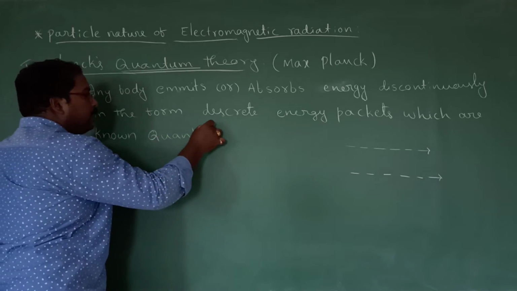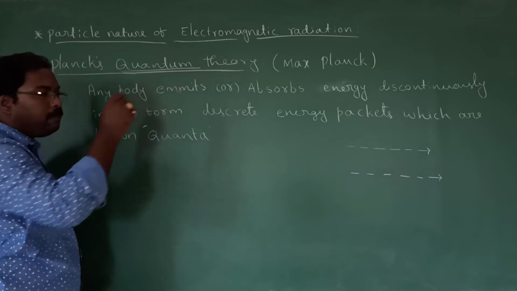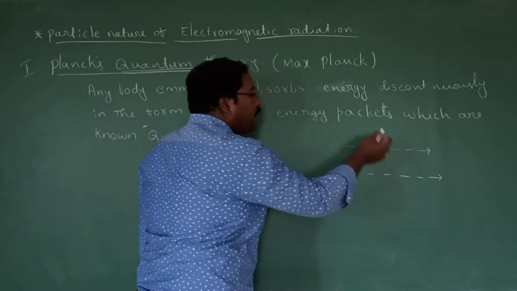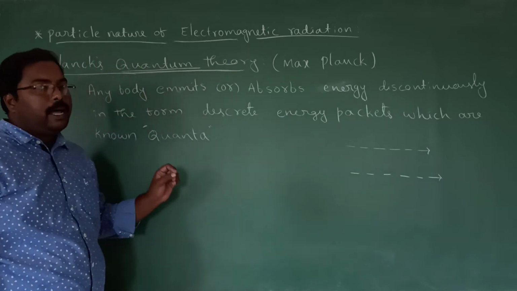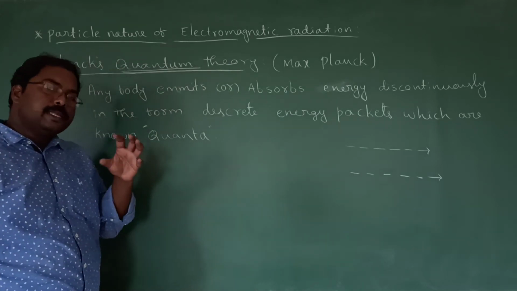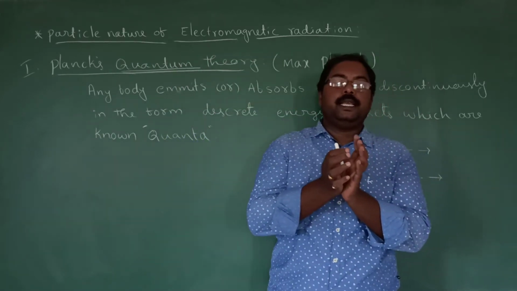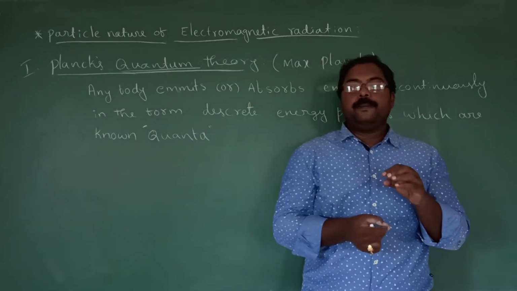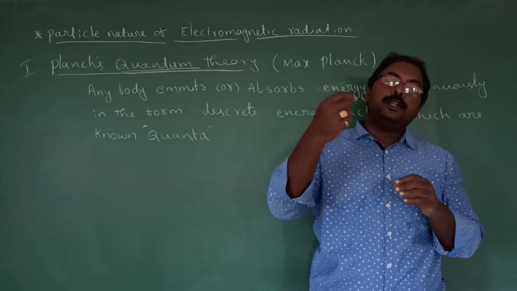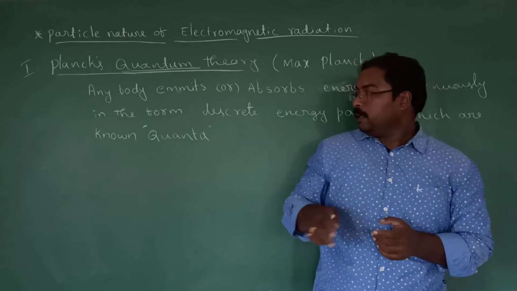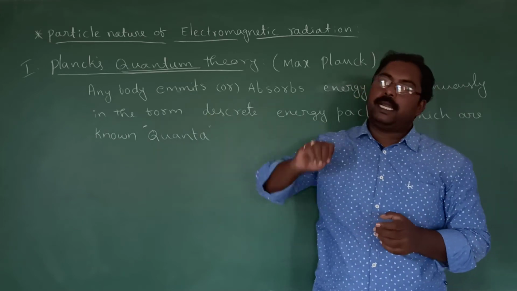That is why this theory is known as quantum theory. The small energy packets are known as quanta. If a substance releases some quantity of energy, that energy won't be gained in a continuous manner. It will be gained in the form of small energy packets. Those are named as quanta.